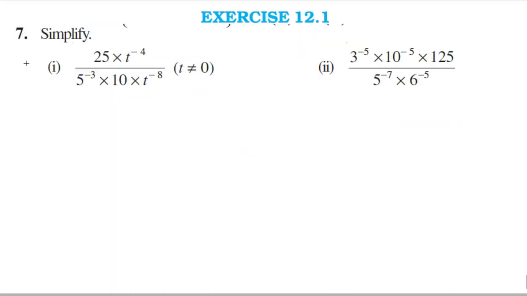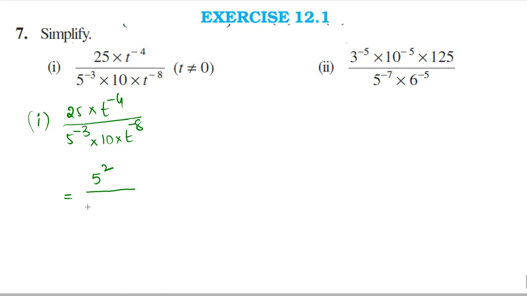Next problem, seventh problem, simplify. So first one, let us take 25 times t^(-4) divided by 5^(-3) times 10 times t^(-8), where t is not equal to 0. Now this is equal to, we can write 25 as 5 square, then divided by 5^(-3) times 10, which can be written as 5 times 2.